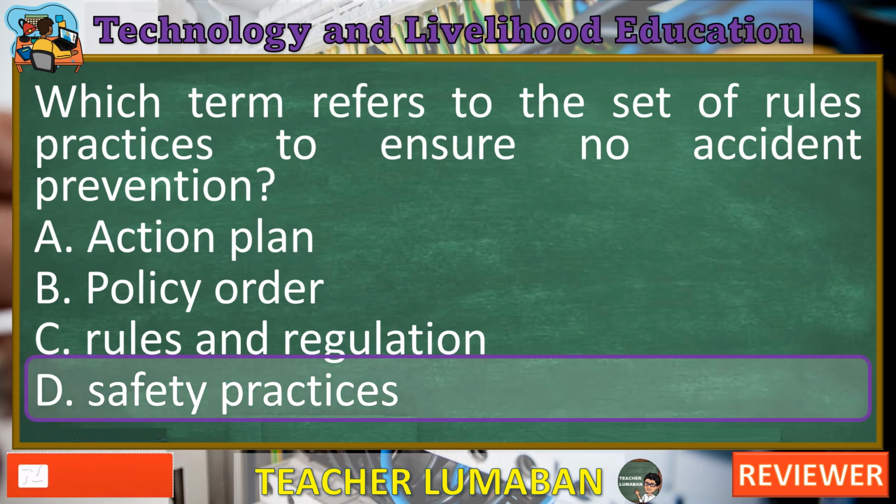Safety practices. Explanation. Action plan. This typically refers to a detailed proposal for achieving specific goals, often in a business or project management context. It outlines steps or actions to be taken but does not specifically refer to accident prevention. Policy order. This term could refer to a directive issued by an organization or authority, outlining policies to be followed. While it could include safety-related policies, it is not specifically focused on accident prevention.